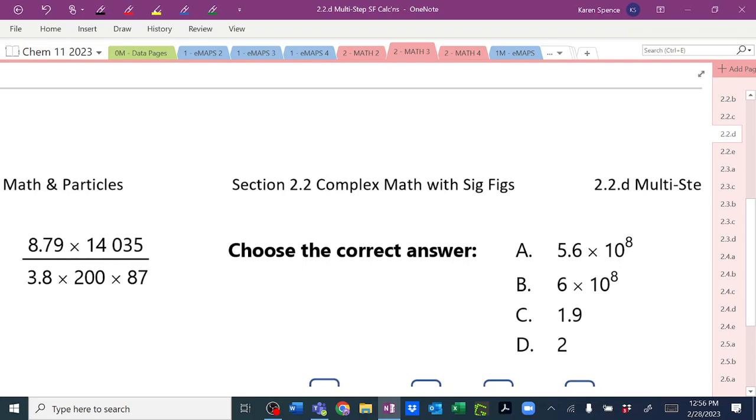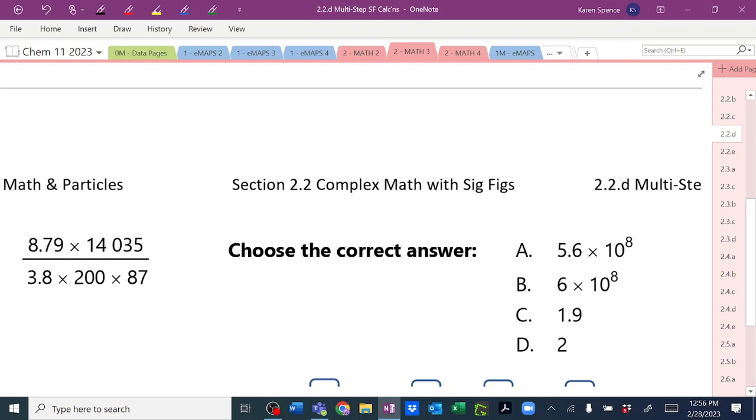A, B, C, and D. Okay, and now you get to vote. Do you like A, B, C, or D? 3, 2, 1, vote. I got some C's, I've got some D's, I've got some A's.